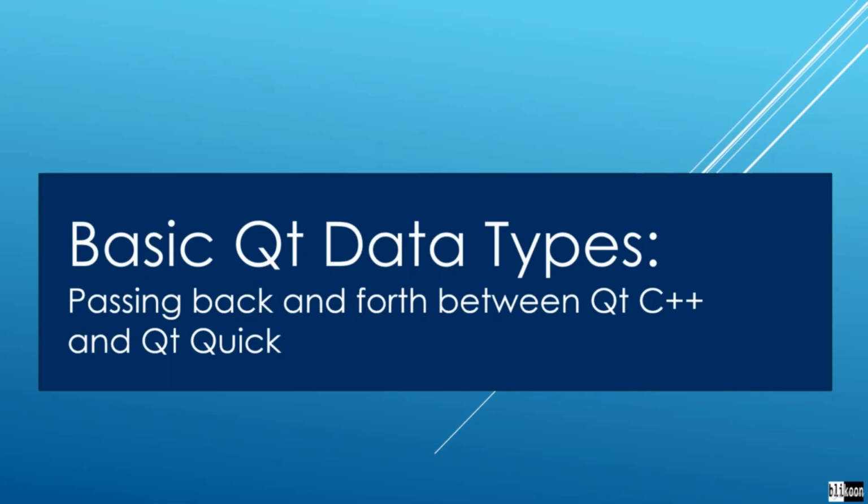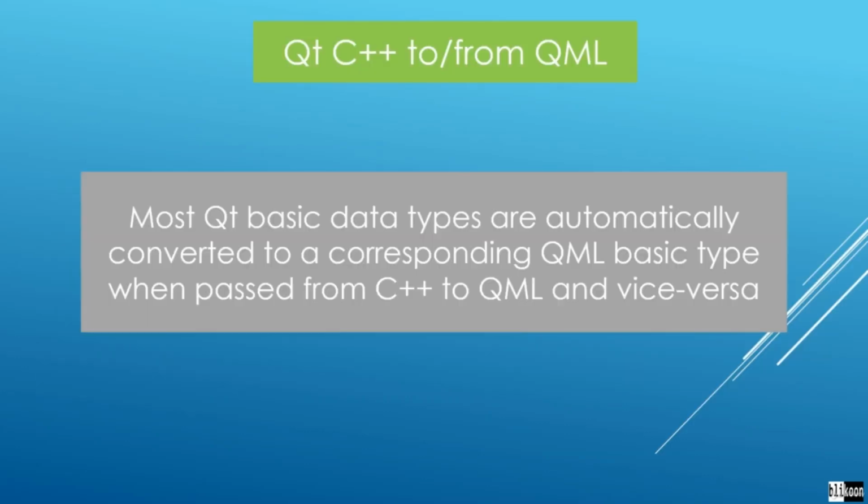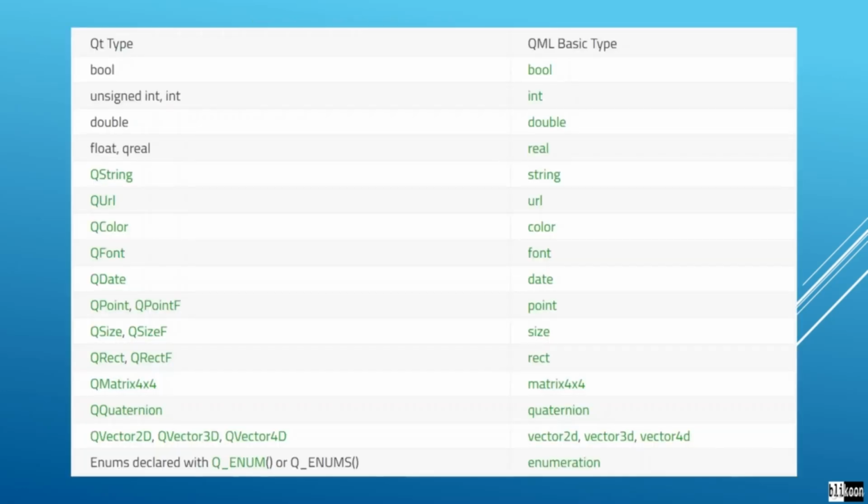You need to know about this if you are going to do any kind of interaction between Qt C++ and Qt Quick. In most cases, your Qt C++ basic types are automatically converted to the basic types available in QML. The table here says more about that. The bool type on the Qt C++ side is turned into a bool type on the QML side. Integers are turned into integers.